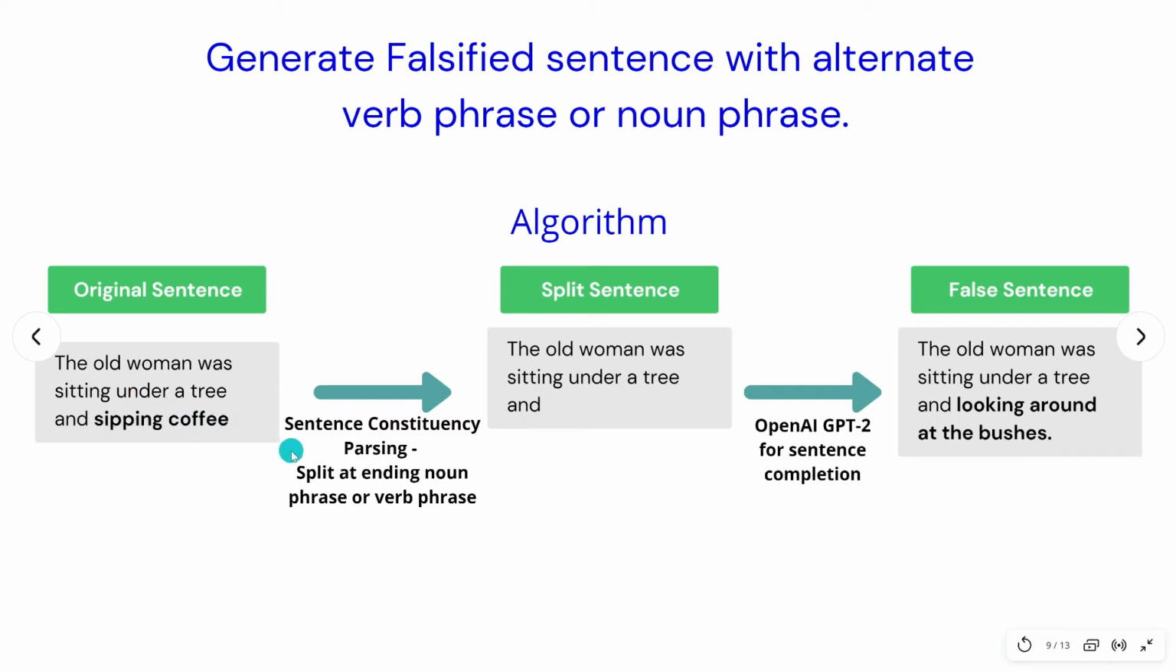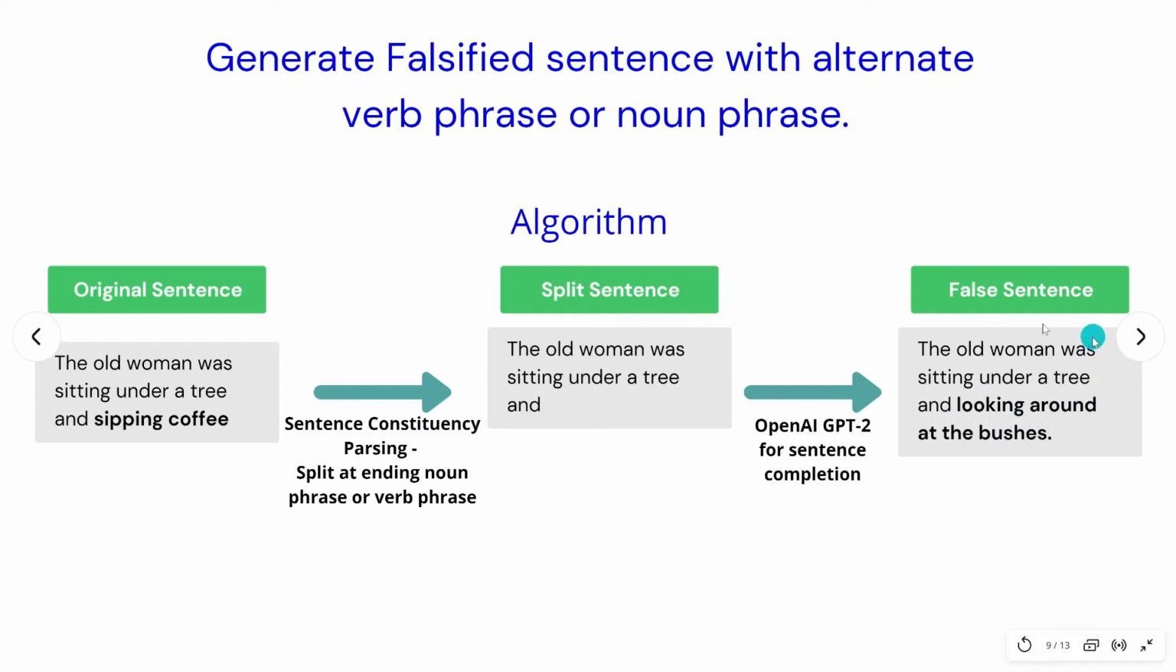So we will use constituency parsing techniques to understand the sentence and find the ending noun phrase or verb phrase, and we will split the sentence to not contain the ending noun phrase or verb phrase. We will give that split sentence to the OpenAI GPT-2 algorithm that is trained for text generation, and it will take this initial input from us and generate an alternate sentence like this one: "The old woman was sitting under a tree and looking around at the bushes."